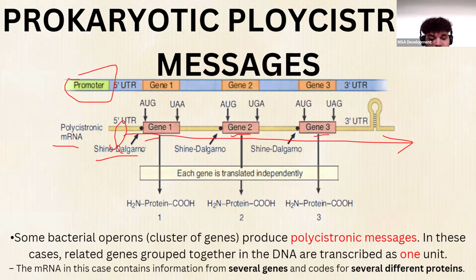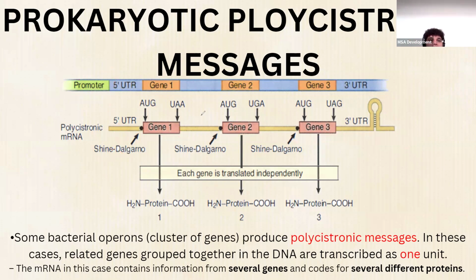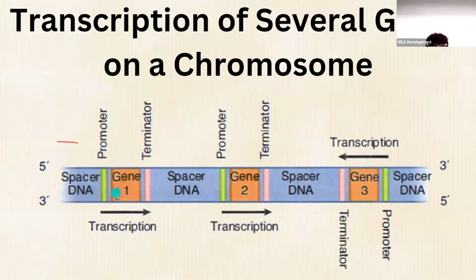Now, Shine-Dalgarno. Shine-Dalgarno is really important, and you guys need to focus on it. Why? Because Shine-Dalgarno is the place... You know what? We'll talk more about it in details later on. But for now, just remember Shine-Dalgarno. As I said, transcription of prokaryotes can produce many genes inside of a single mRNA. Whereas in eukaryotes, one RNA polymerase will transcribe one gene at a time.